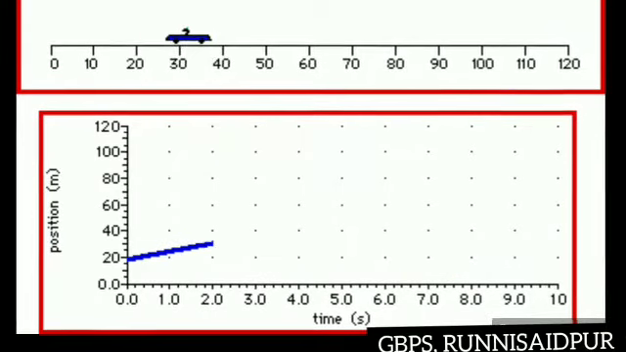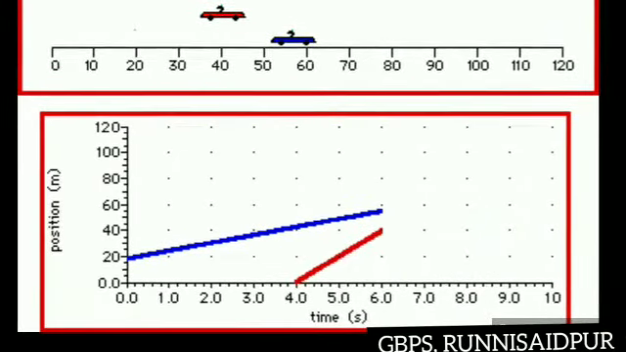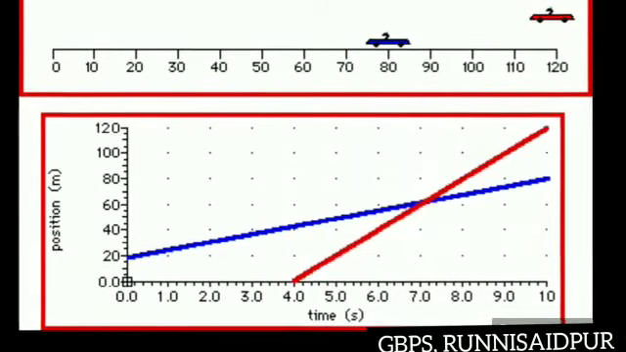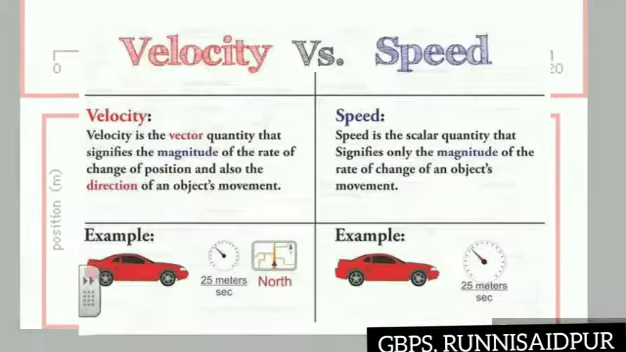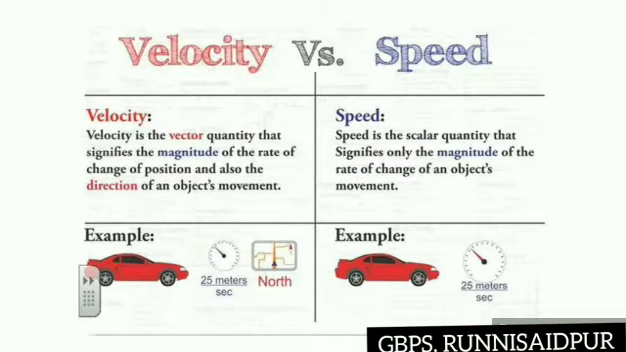The speed of an object is the distance covered by it per unit time. The velocity of an object is the displacement per unit time.